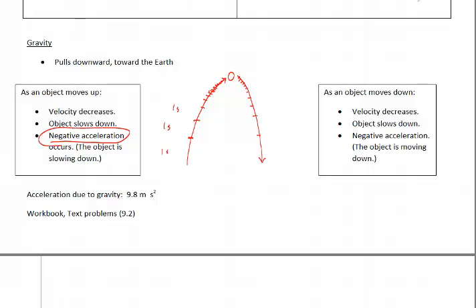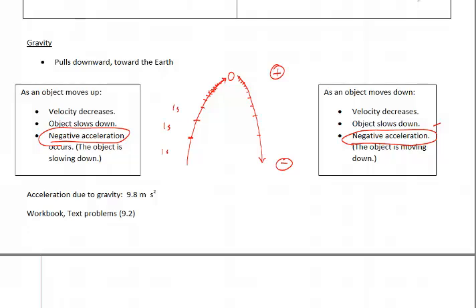Okay, and then as the object returns, strangely enough, it's moving back down to the earth, but we still call it negative acceleration. And why is this? Well, whenever it's acceleration due to gravity, it's negative. And we can see why. Up is positive, down is negative, negative acceleration.